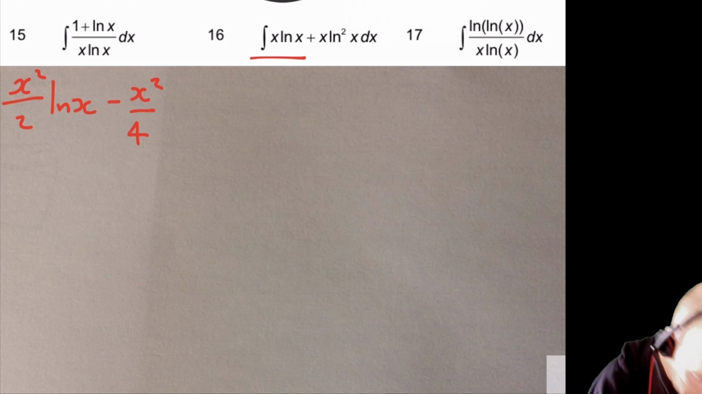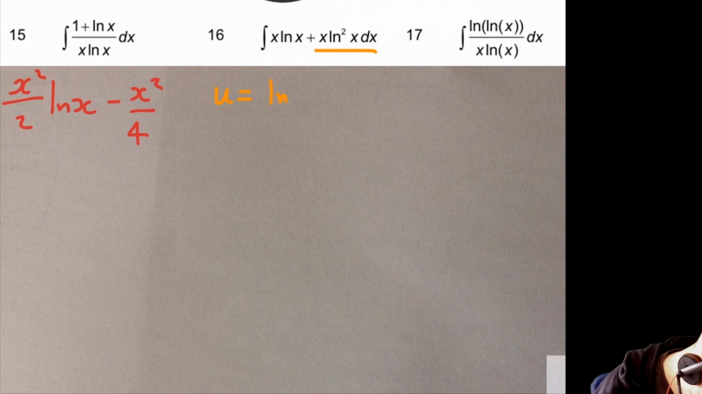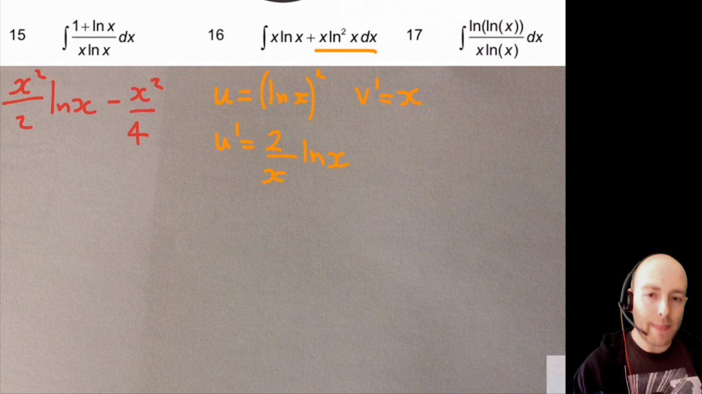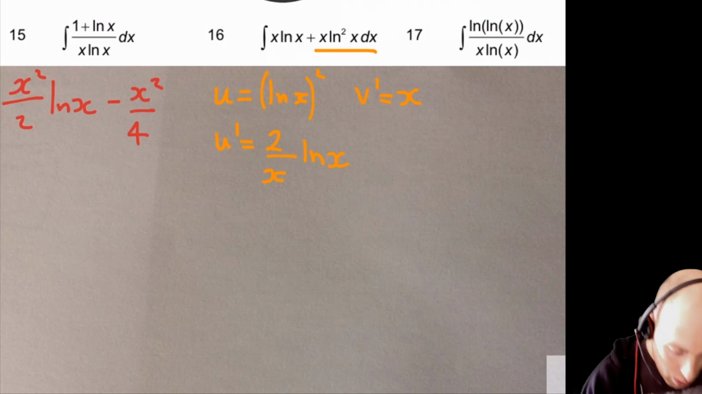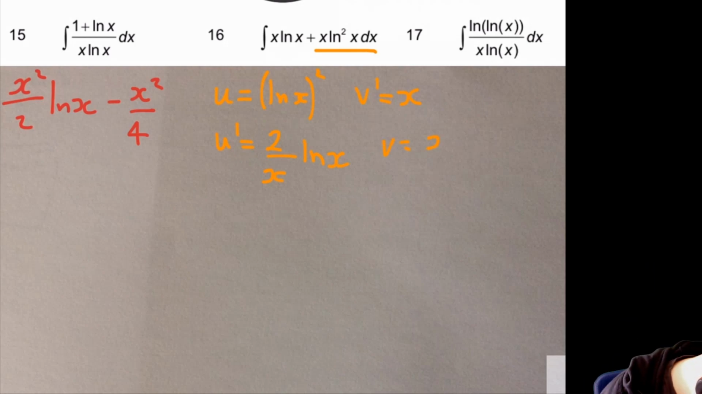Okay, second bit. We're going to have u is (ln x) squared, v dash is x, u dash is 2 over x times ln x. And that's because of the chain rule. We've got to do the inside: ln x goes to 1 over x. The outside, 2 comes down the front and it goes to the power 1. And then v is going to be the integral of x, which is x squared over 2.